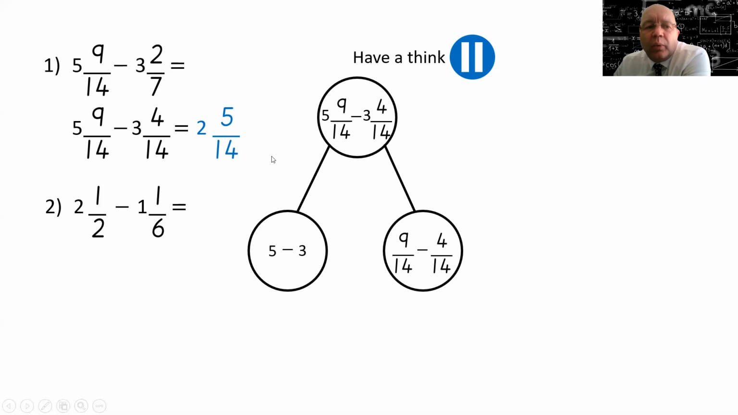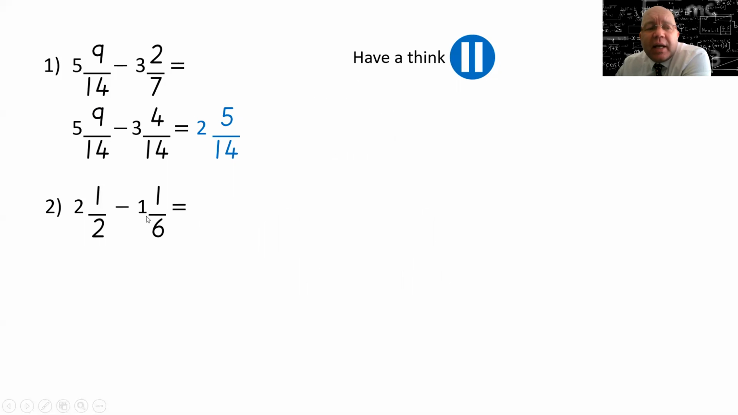So the part whole model will work with this one because our fraction in the first number is bigger than our fraction in the second number. That's not always the case. So if we look at the second one, 2 and 1/2, take away 1 and 1/6.